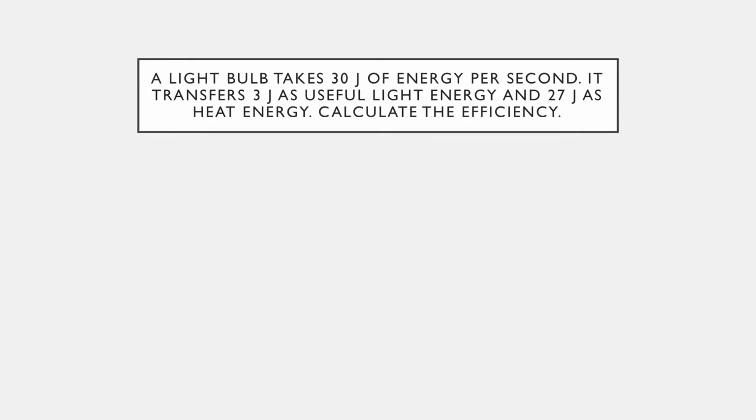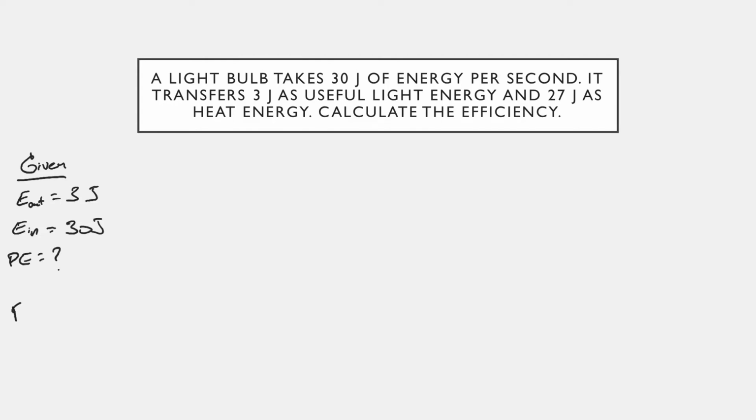This first example tells us that we require 30 joules of energy to power a light bulb, and that it transfers 3 joules as useful light energy and 27 as heat energy. Given that we don't use light bulbs for heat, that 27 joules of heat energy is not useful to us. So, what do we have? Our givens tell us that we have useful energy output of 3 joules. We have an energy input of 30 joules, and we're solving for the percent efficiency.